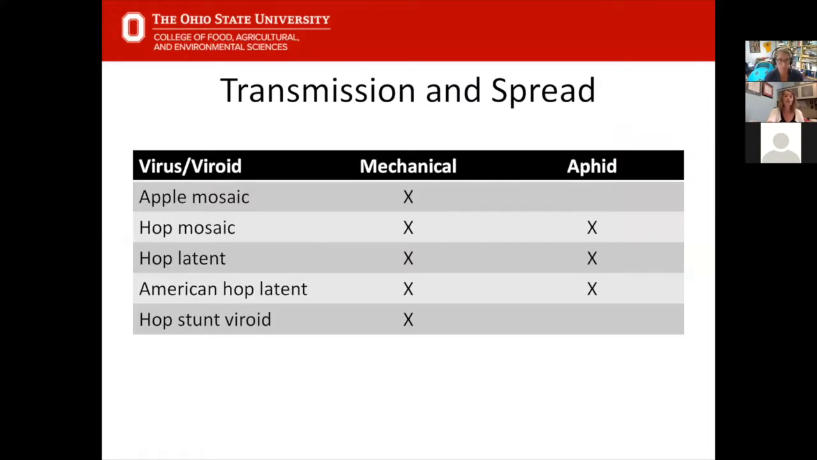And just to summarize the transmission and spread, you can see that all of them, the viruses and the viroids, are transmitted mechanically, and that the three mixed infection viruses are transmitted by the aphids. We don't really know if there's an alternative method of transmission for hop stunt viroid. Again, it's very difficult to study viroids, and so looking at whether or not there's an insect vector can be challenging.